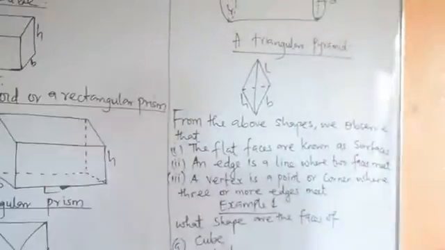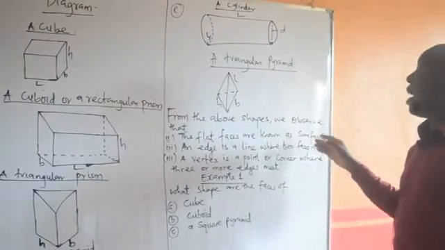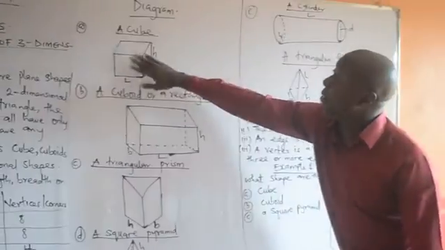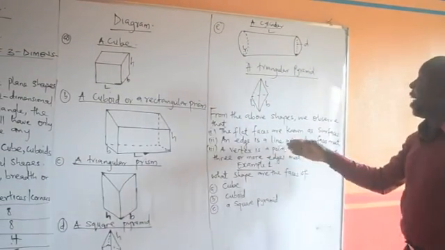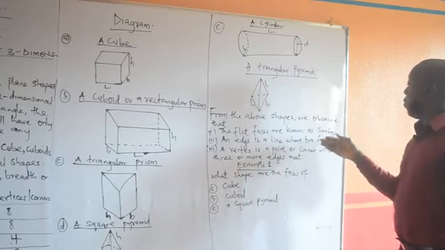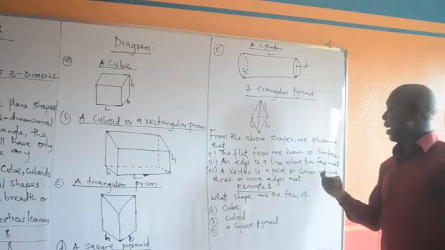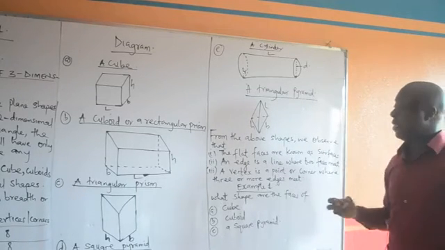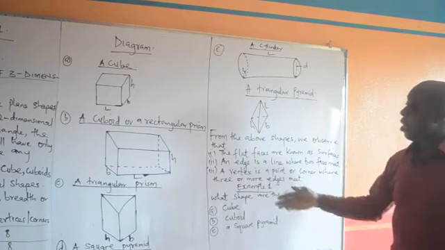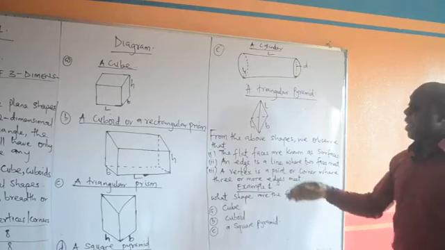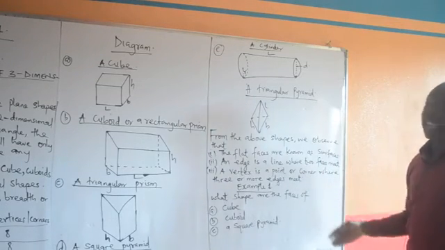From the above shapes, we observe that the flat faces are known as the surfaces. An edge is a line where 2 faces meet. So a line where 2 faces meet is being referred to as an edge. While a vertex is a point or corner where 3 or more edges meet.